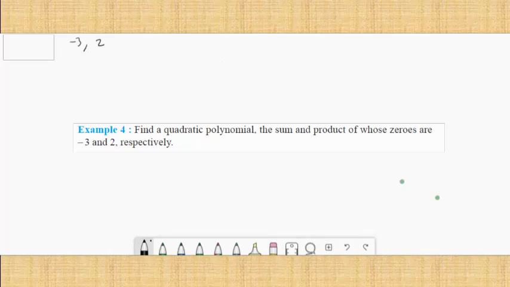So we want to find p of x. The product of the zeros of this p of x should be 2, and the sum of the zeros of p of x should be minus 3. Such a p of x we want to find out. There can be different answers. The answer is not unique. There can be different possible polynomials.